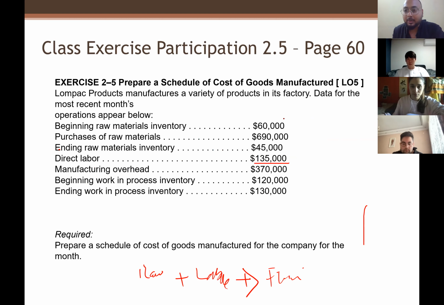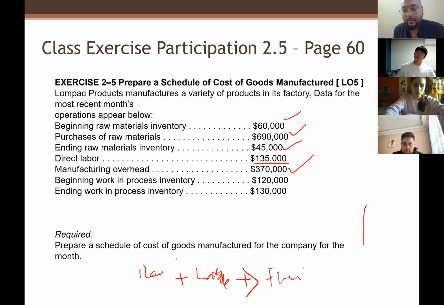Do we have direct material? We have beginning raw material, we have purchased raw material and ending raw material. How much is the cost of material that was used? Simple, opening plus purchases minus ending. So opening raw material 60,000 plus purchase of raw material 690,000 minus ending 450,000. The answer is going to be that one. And then overhead is already given to us, right?